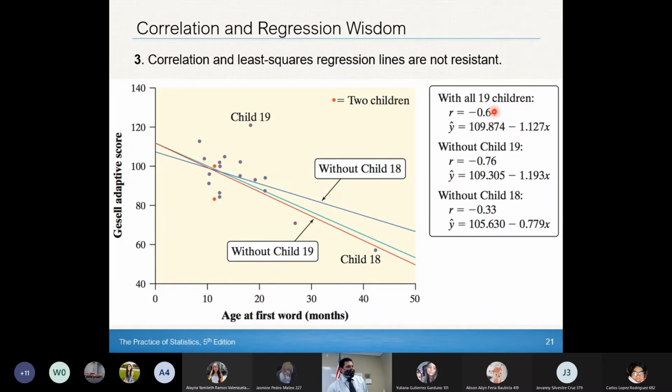With all 19 children, we have r as negative 0.64. Y hat is 109.874 minus 1.127x. We have with and without child 18, and we can see the changes in our r and our least squares regression line. They will not be the same. So again, correlation and least squares are not resistant to outliers. Those extreme points will make a difference.